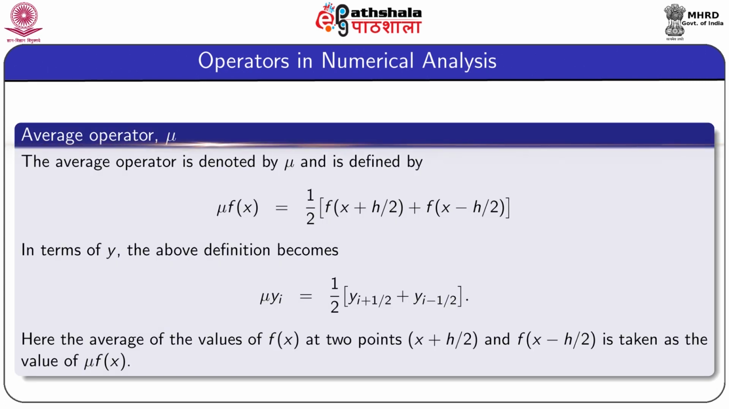Now, we shall define the average operator, denoted by mu. So, mu of f(x) equal to half of f(x plus h by 2) plus f(x minus h by 2). This computes the average of two functional values. That is why it is called the average operator, and in terms of ordinates, this expression becomes mu of yi equal to half of y i plus half plus y i minus half.